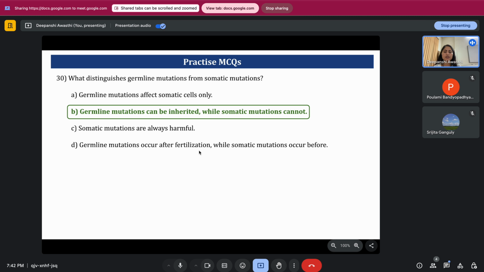Then, germline mutations occur after fertilization, while somatic mutations occur before. This is also not true, because fertilization has no role to play in the case of somatic mutations. These occur in other cells of the body which are not involved in fertilization at all, and they can occur at any time.